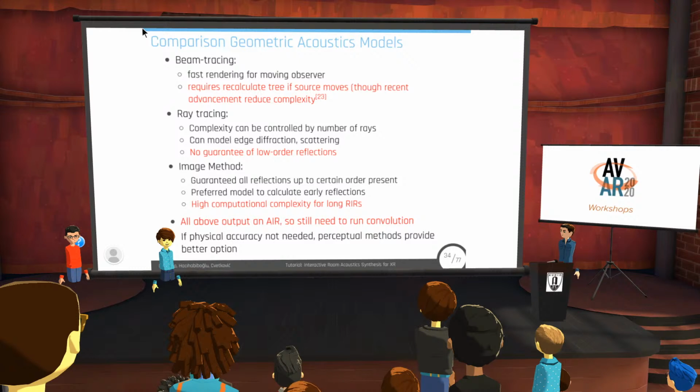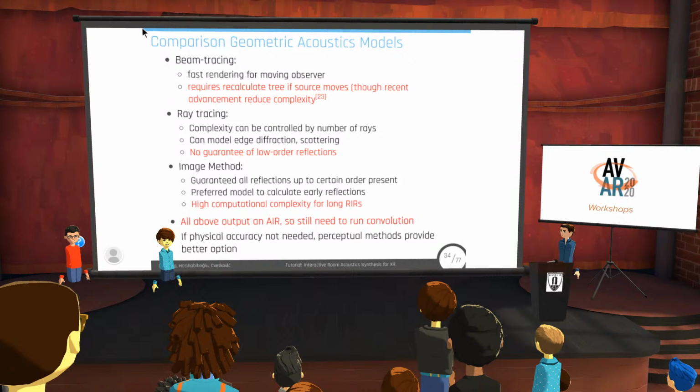Now, comparing all the geometric acoustic models together, the main advantage of ray tracing is that complexity can be easily controlled through, for instance, the number of rays. It can model edge diffraction and scattering. The disadvantage, however, with respect to the image method, for instance, is that there is no guarantee of catching all the reflections.